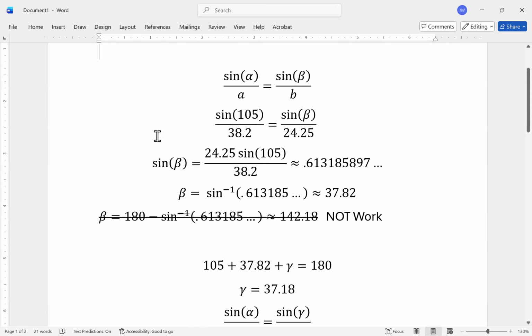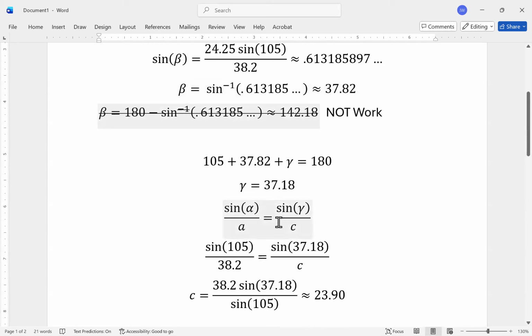That took me understanding that there's going to be two beta values. In this case, one of them did not work. And then utilizing the inverse sine, utilizing the law of sines.